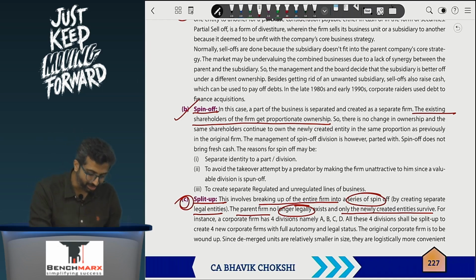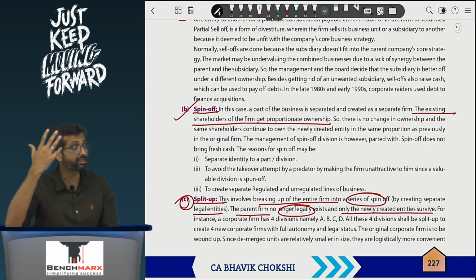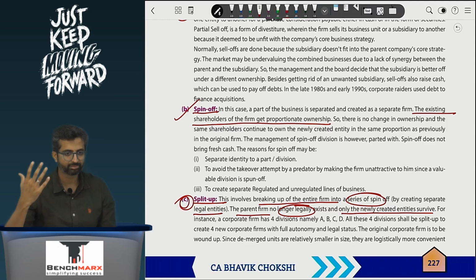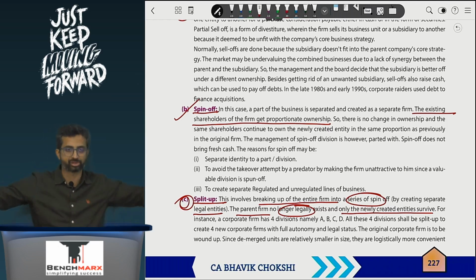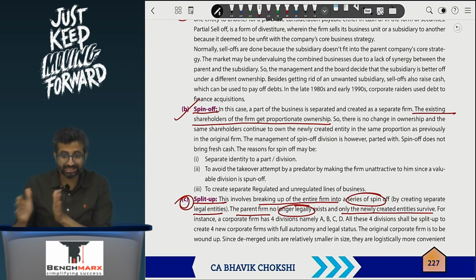When you look at split up, it is like in HUF. Have we heard of full partition in HUF? No? Okay, HUF we have not done as much. So in HUF, if there is a full partition, there are brothers, everyone separates. There is no longer a Hindu undivided family. That is like a split up.